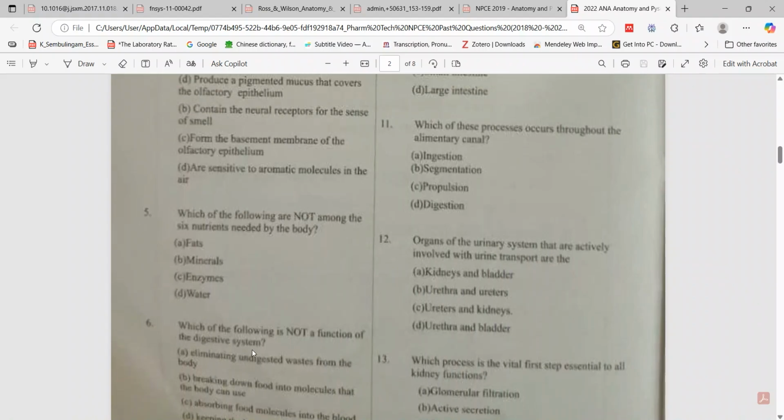Question 11. Which of these sex occur? I don't see it, sir. Throughout the alimentary canal.